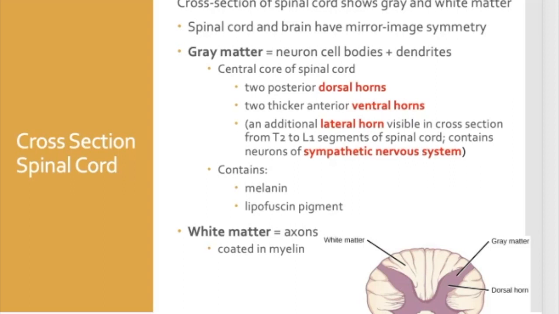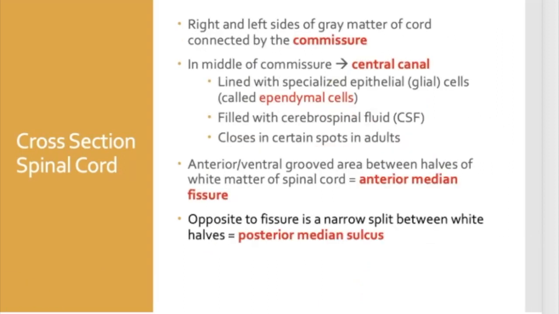The spinal cord has mirror imagery. In other words, if we were to fold it right here in the center, we could fold this half over this half and they would match. There's a lot of vocabulary to learn when it comes to the spinal cord. The right and left sides of the gray matter are connected by what's called the commissure. And in the center of the commissure, there's a little canal that's actually lined with a type of epithelial cell called an ependymal cell. That central canal is full of cerebrospinal fluid, although it does close up in certain areas in adults.